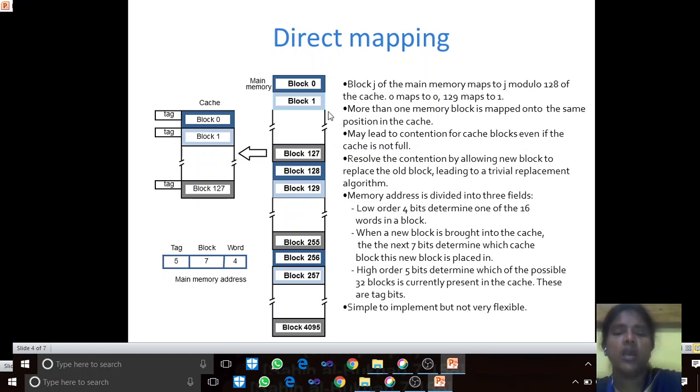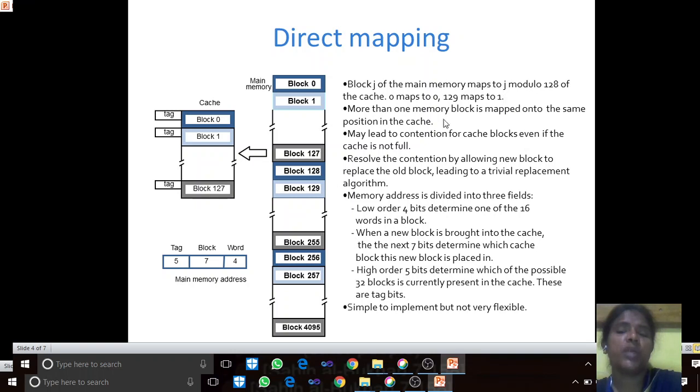Now let us see how the mapping takes place from main memory blocks to the cache. Block J of main memory maps to block J modulo 128 of the cache, because there are 128 blocks. This is the equation. Let us take any of these. 1 modulo 128, you will get 1 only. So block 0 will map to block 0 of the cache. Block 1 of the main memory will map to block 1. Block 127 will map to block 127.